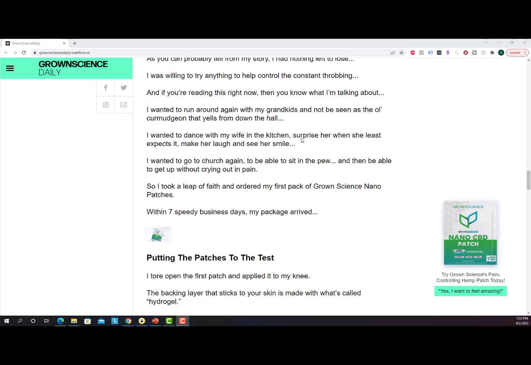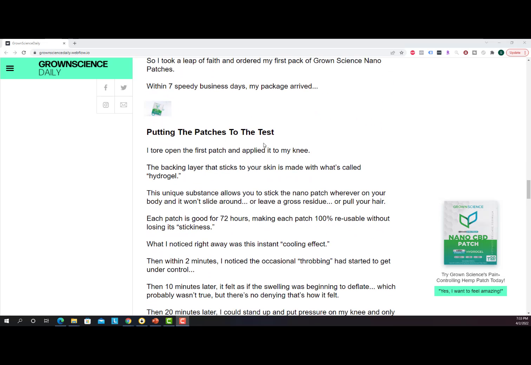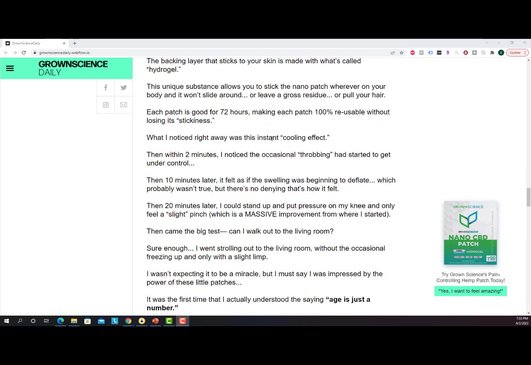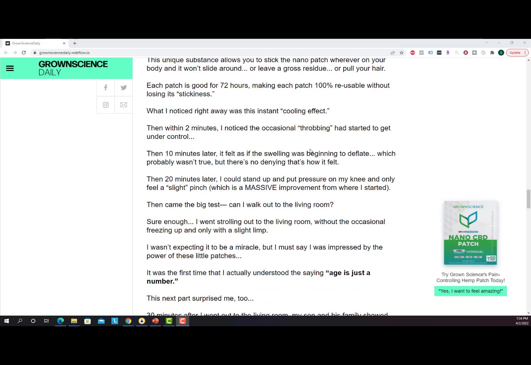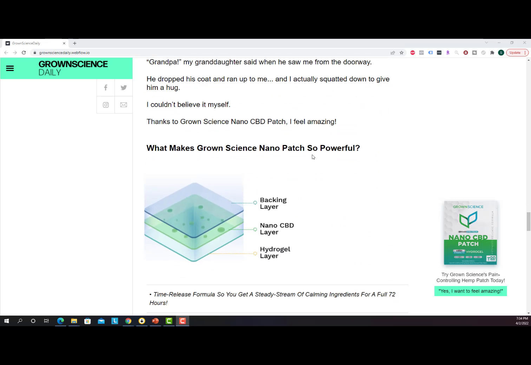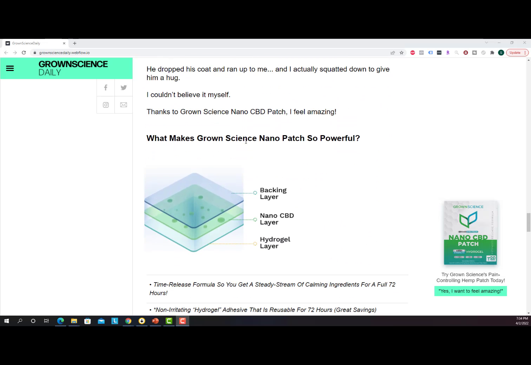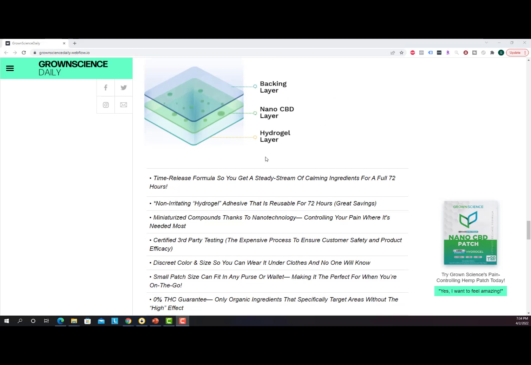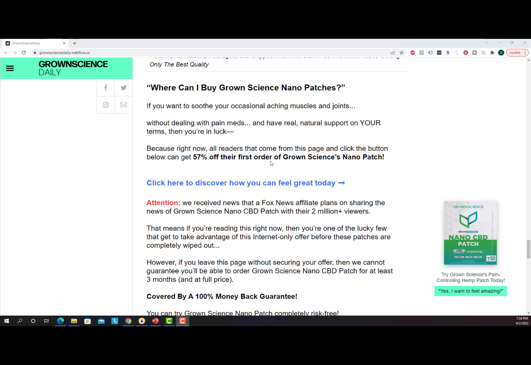And then it goes into his whole experience. You can see this is a full-blown sales pitch in many ways. It's not just a jump page. You're talking about the experience, the solution, how life is now. It talks about what makes the patch so special. And then it gets to, okay, where can I buy it? You can click here to discover how you can feel great today. It's a good call to action.